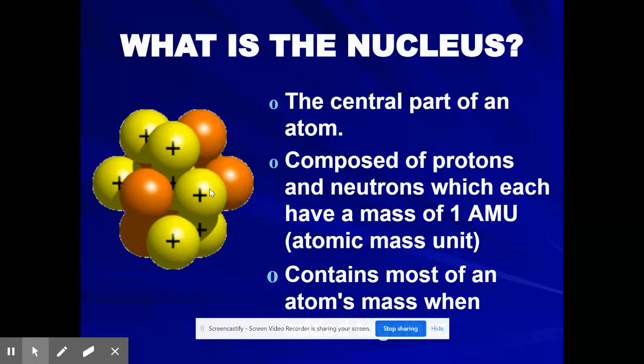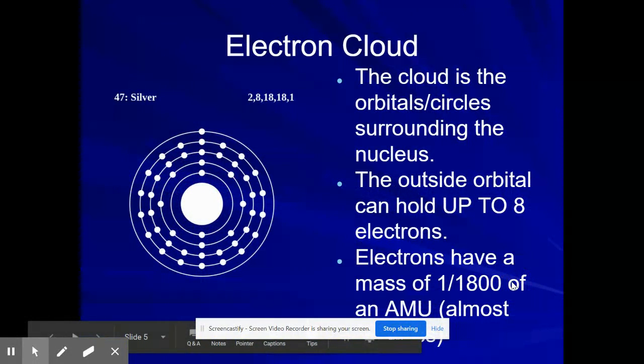Again, the mass is always going to be in the center of the atom. It's where the weight is, but it's not very large. Out on the outside of the nucleus is going to be the electron cloud. The cloud is going to be the orbitals or shells surrounding the nucleus. The outside shell only holds 8. This is going to lead into our reactivity in our future lessons.